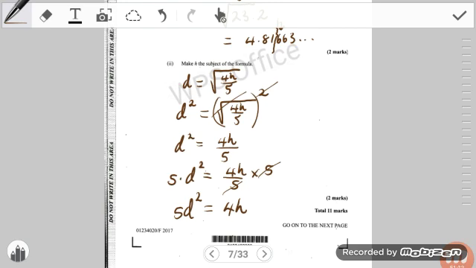Okay, and then finally I just need to rid myself of the 4 that is attached to the h, because I need h as my subject. So I'm going to have 5d squared divided by 4 is equal to 4h divided by 4, and so the 4s cancel, so my final answer leaves me with the fact that h must be equal to 5d squared divided by 4, and this is my final solution here.